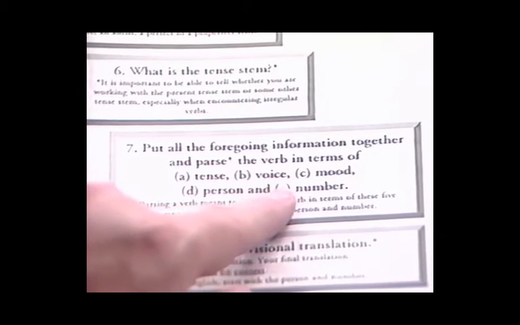Step number 7, we put all of this foregoing information together, and then we parse the verb in terms of tense, voice, mood, person, and number. T, V, M, P, N. Tense, voice, mood, person, and number.